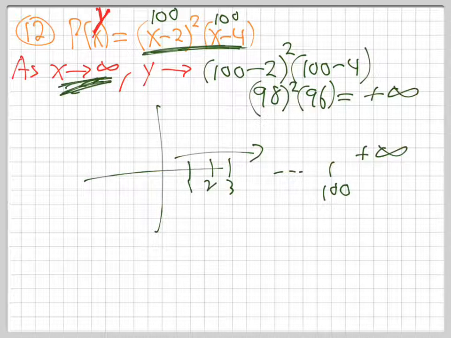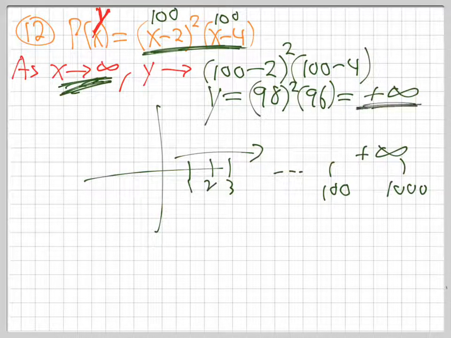It's getting bigger and bigger and bigger, right? At 100, it's already a big positive. If you plug in 1,000, 1,000,000, if you go further and further to the right on the x-axis, the y value is going to equal positive infinity, isn't it? Is that making sense?